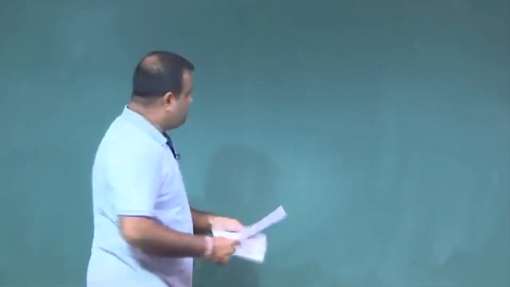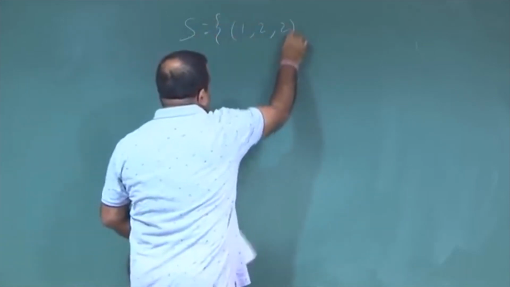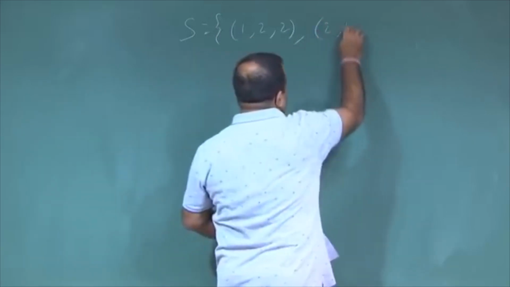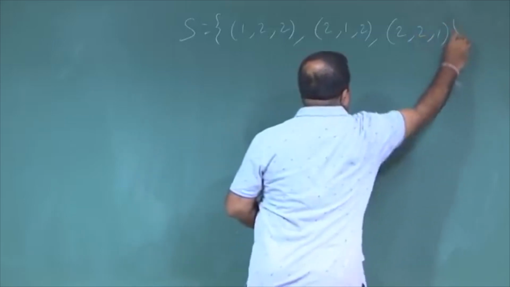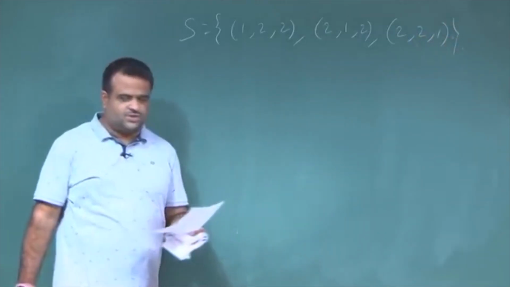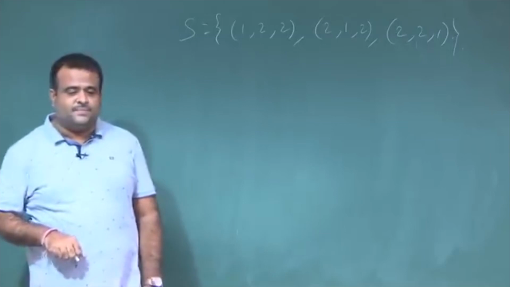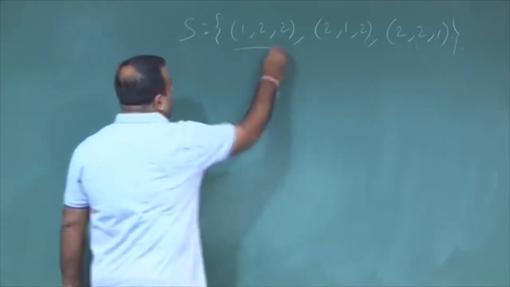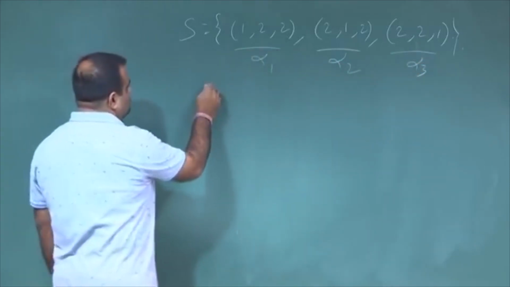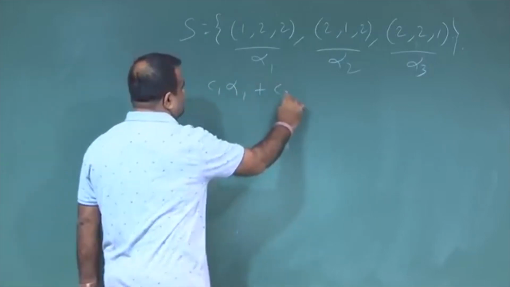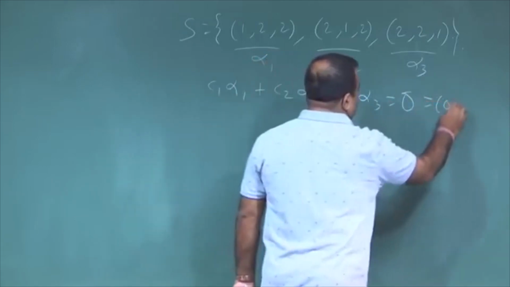So, we take another quick example. Suppose we choose S to be, this is again on R3, (1, 2, 2), then (2, 1, 2) and (2, 2, 1). So, this is a set of 3 vectors and we want to check whether (1, 2, 2), (2, 1, 2), (2, 2, 1) are linearly dependent or independent. So, to check that we take alpha 1, alpha 2, alpha 3, and C1 alpha 1 plus C2 alpha 2 plus C3 alpha 3. This is a 0 vector.